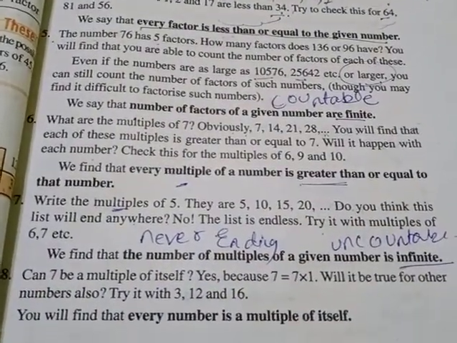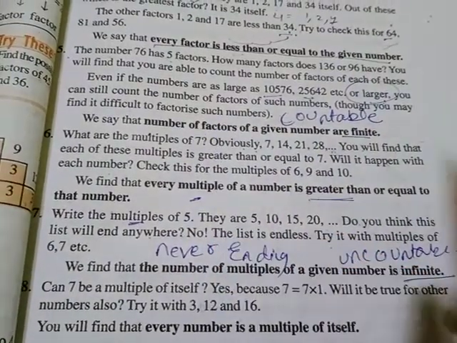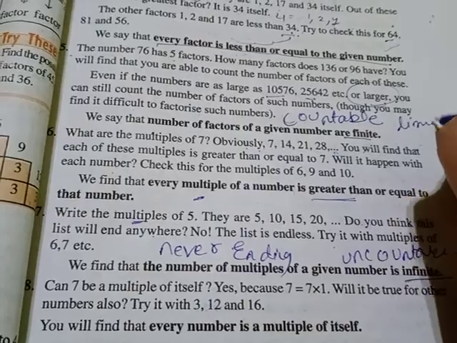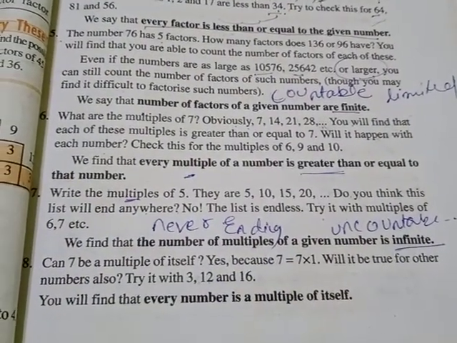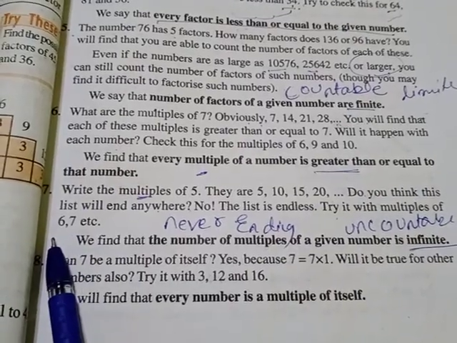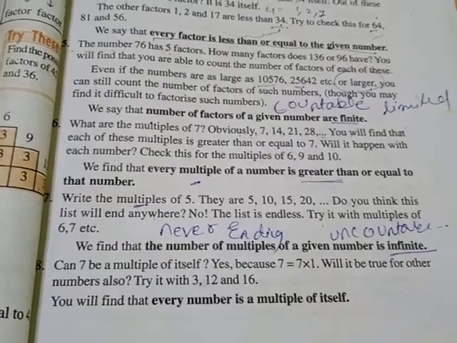They can go on increasing, but factors are limited. Keep in mind, factors are limited and multiples are never ending and uncountable. Got it? Suppose multiples of 6: 6, 12, 18 and so on. Means it will go on increasing.